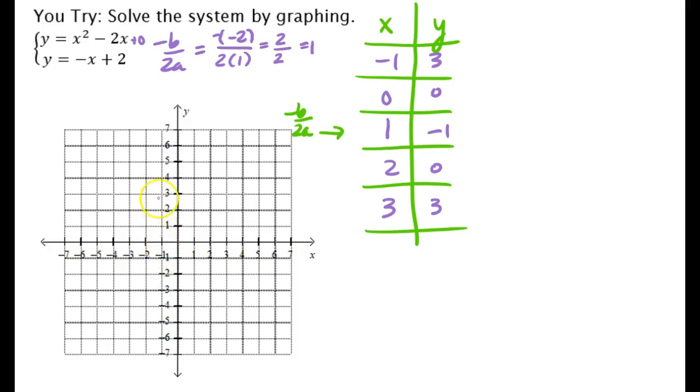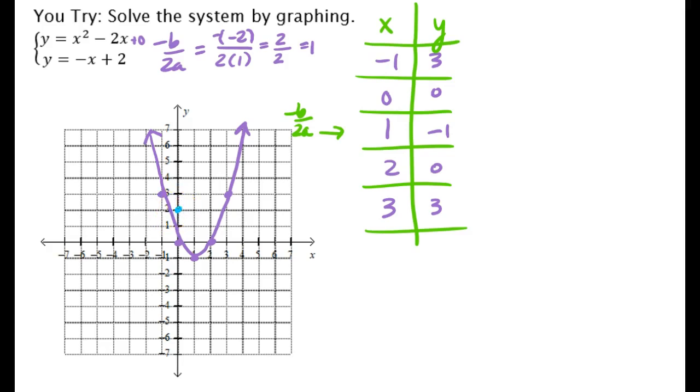So negative 1, 3 would be here, 0, 0, 1, negative 1, 2, 0, and then 3, 3. So this purple part is representing my top equation, which is my quadratic. And then my bottom equation is a little more complicated than the other one because it's going to be a diagonal line. So my y-intercept is at 2.